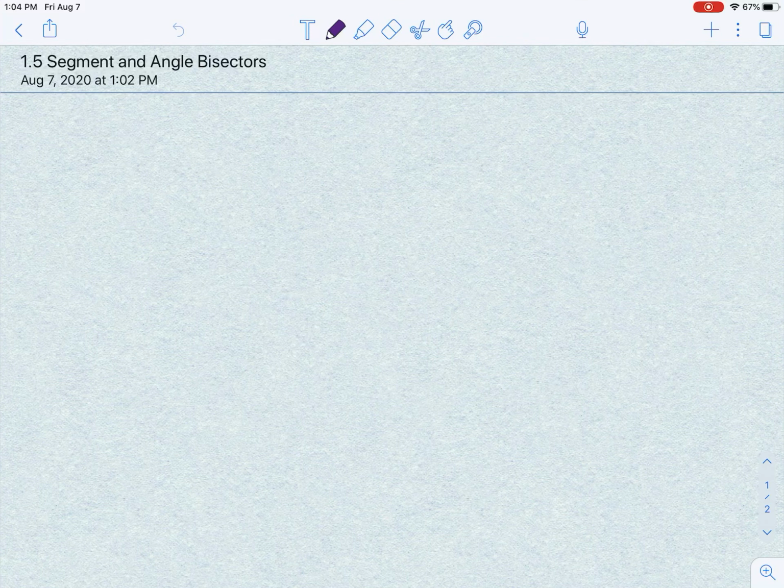All right, today we're going to do 1.5, which is segment and angle bisectors. So let's talk about what a bisector actually is. So the midpoint, okay, that's going to be one of our definitions.